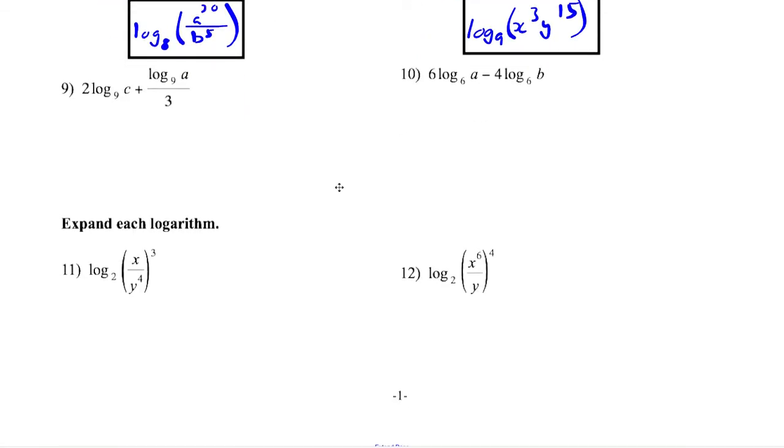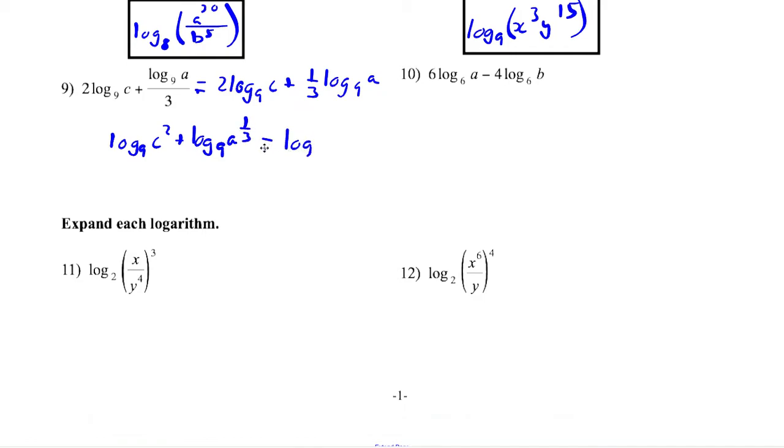All right, this next one, ooh, this looks tricky. Don't be confused too much with this. So I can rewrite this: 2 log base 9 of c plus 1/3 log base 9 of a. That's right. Whenever we're dividing by 3, it's the same as multiplying by a third. So here this is going to be log base 9 of c squared plus log base 9 of a to the 1/3. So this is just log base 9 of c squared a to the 1/3.